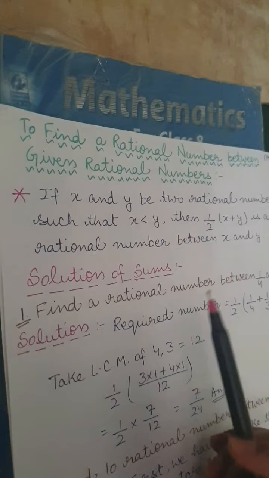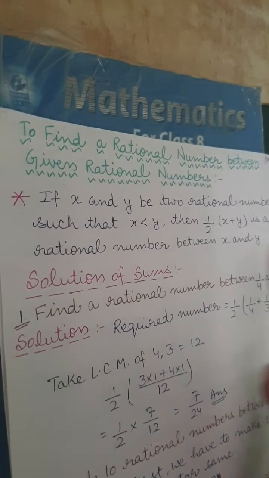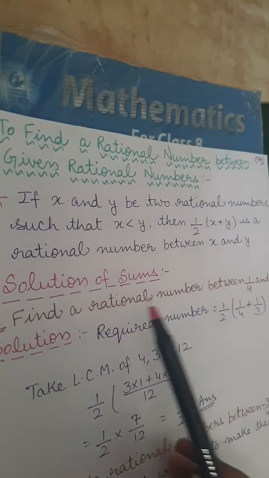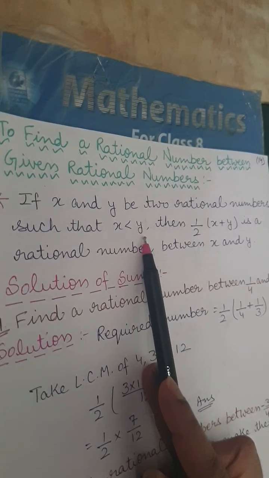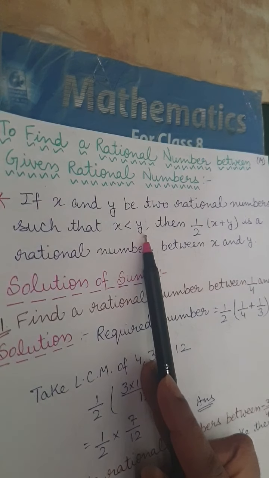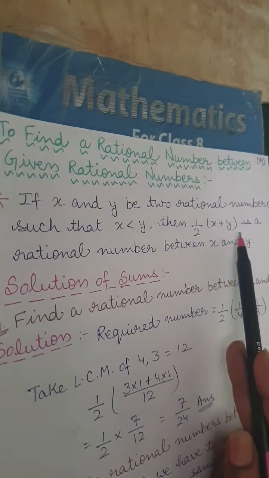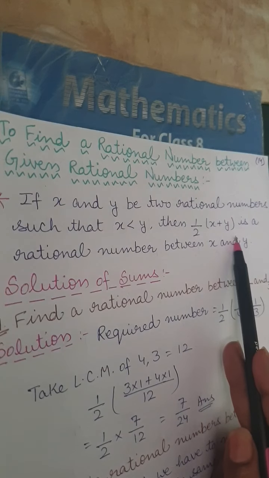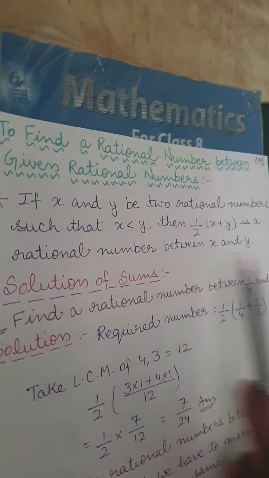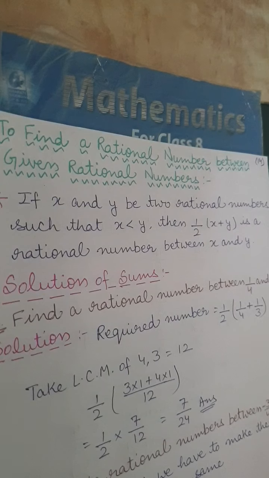Fine. So if x and y be two rational numbers such that x is less than y, the first rational number is less than the second one, then 1 upon 2 multiplied by the sum of the rational numbers is a rational number between x and y.